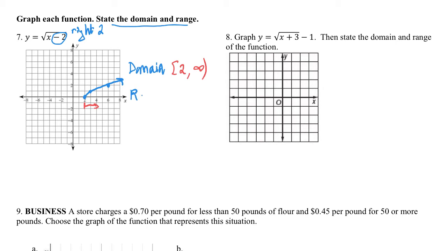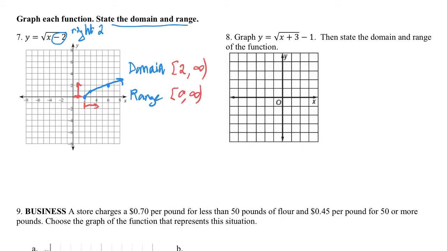Then the range goes from where to where? Well, the lowest y value is 0, and it's going to go up forever. So it starts at 0 and it goes to infinity. So that's one way to write domain and range.